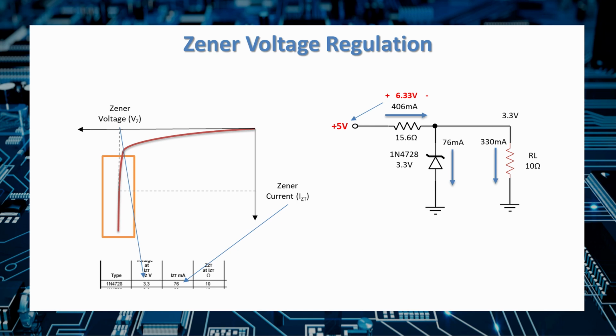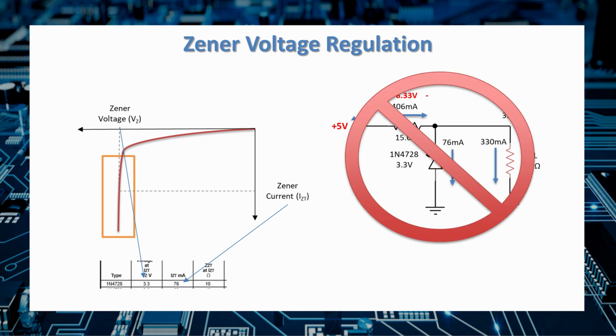The series resistor, well, the circuit just can't support it because it's going to try and draw 406 milliamps, 76 plus 330, through that 15.6 ohm series resistor. And there just isn't enough voltage in the circuit. You can see it would have to be 6.33 volts, meaning the supply would have to be somewhere around 10.6 volts. So that's a problem.